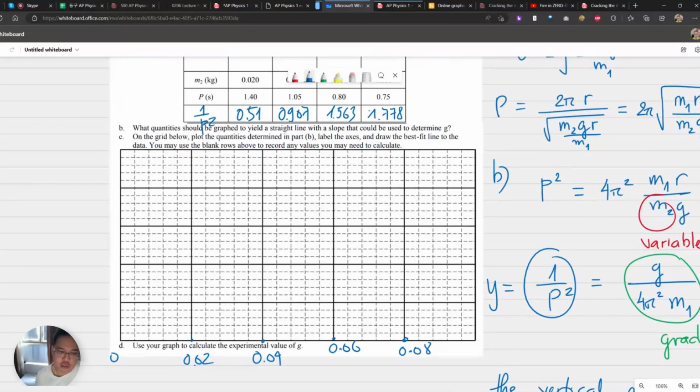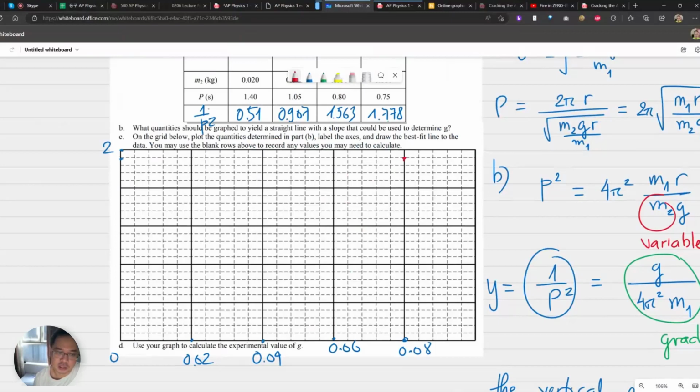The maximum is about 2, so I can make 2 here. It is about 1.8, which is here, for this value of m2. This is one point. The second point, let me change to the red color. One point here.